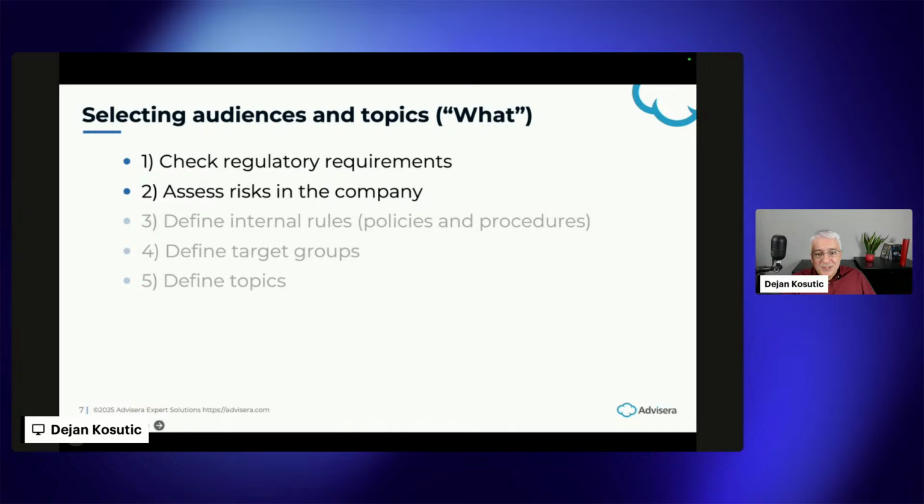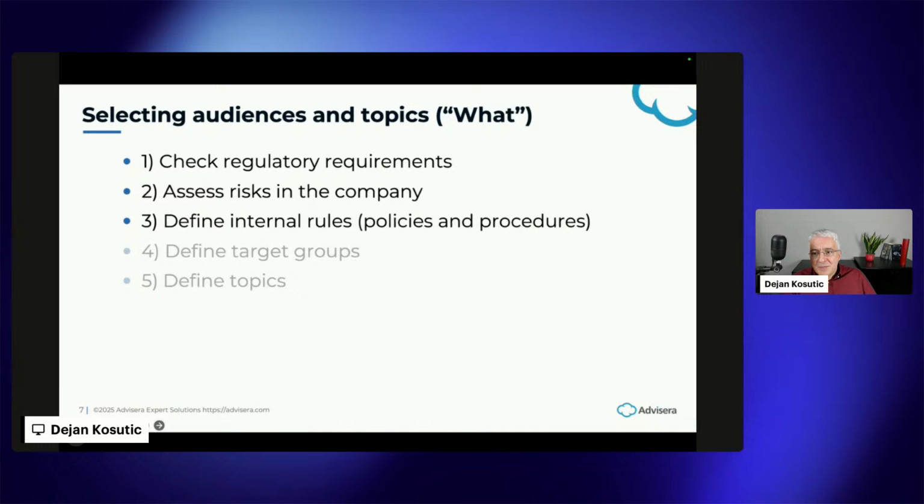Second, you have to address the risks. Once you see that there are some types of risks that are the highest in your company, then you have to place more emphasis on raising awareness and training for that part of the company. This could be a department, a part of your IT system, or a product. If you see that there are higher risks in that particular area, then you will take this into account when selecting the topics and audiences.